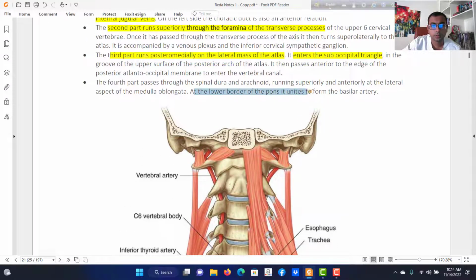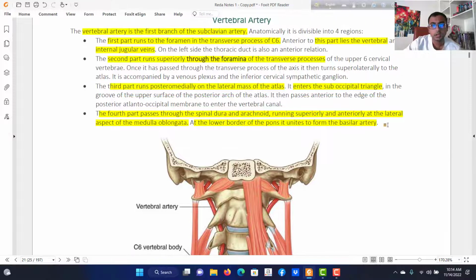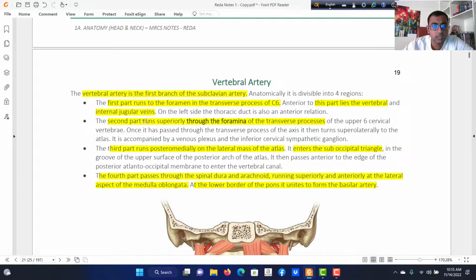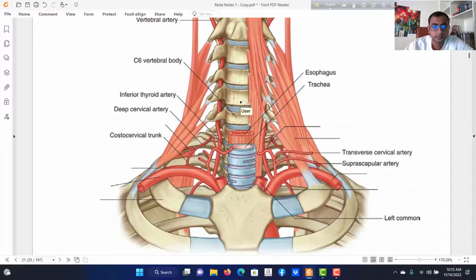At the lower border of the pons, they unite to form the basilar artery. So the vertebral arteries form the basilar artery, and the fourth part passes through the spinal dura and arachnoid, running superiorly and anteriorly at the lateral aspect of the medulla oblongata. You must remember these four parts. They must be remembered for the MRCS Part A exam.